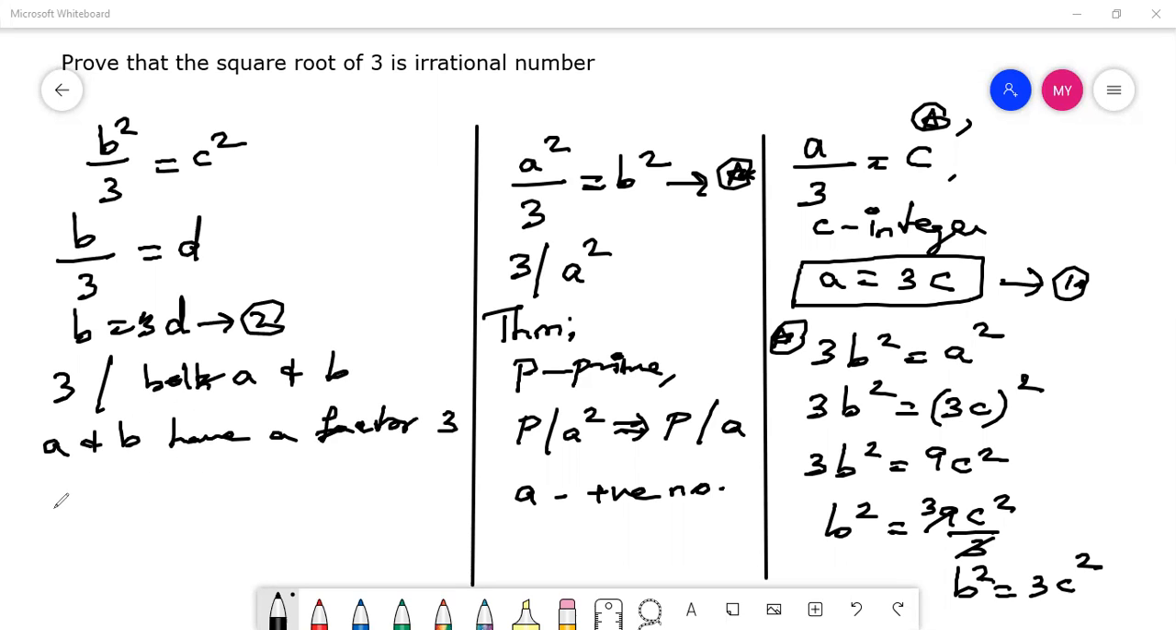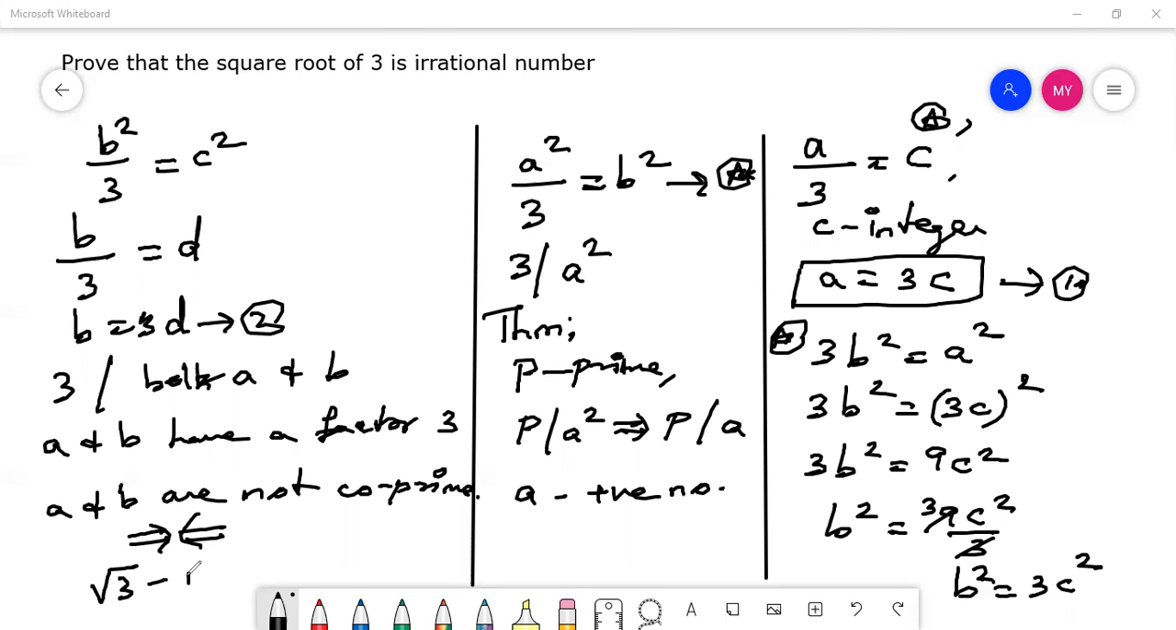From this, what can we say? a and b are not coprime. But what is the definition of rational number? a and b should be coprime. But what we have got is a contradiction: a and b are not coprime. So from this we can say root 3 is not rational. Root 3 is an irrational number. Thank you, students.